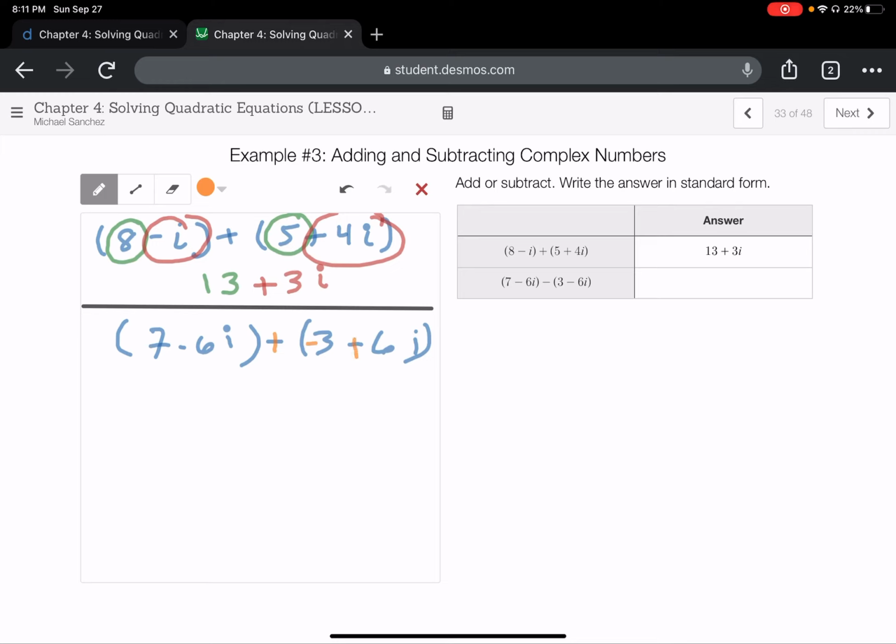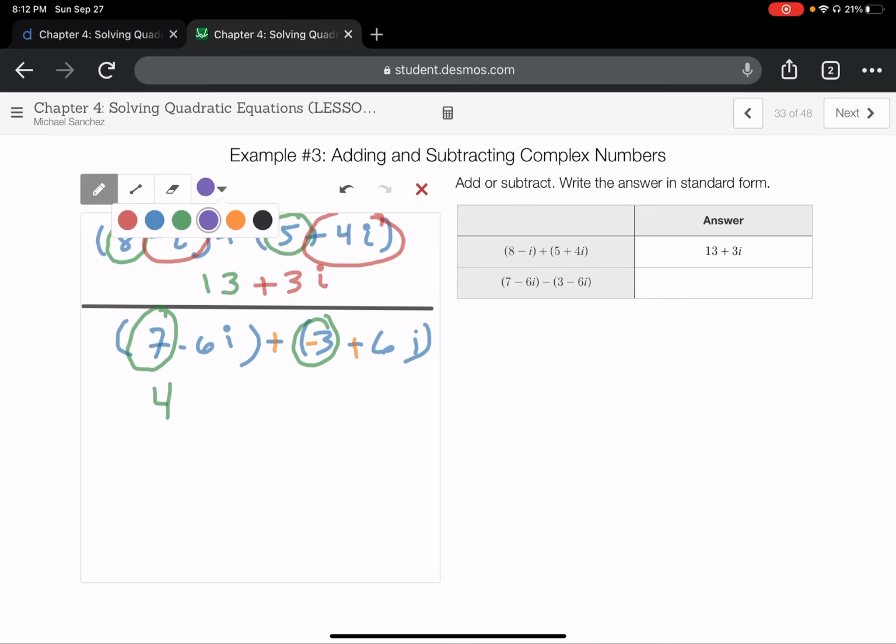I like to do that first. That way I don't forget that I am subtracting, not adding. But now that I've changed the signs, I can add the numbers. So let's go with real parts. I have a +7 and a -3. That gives me a 4.